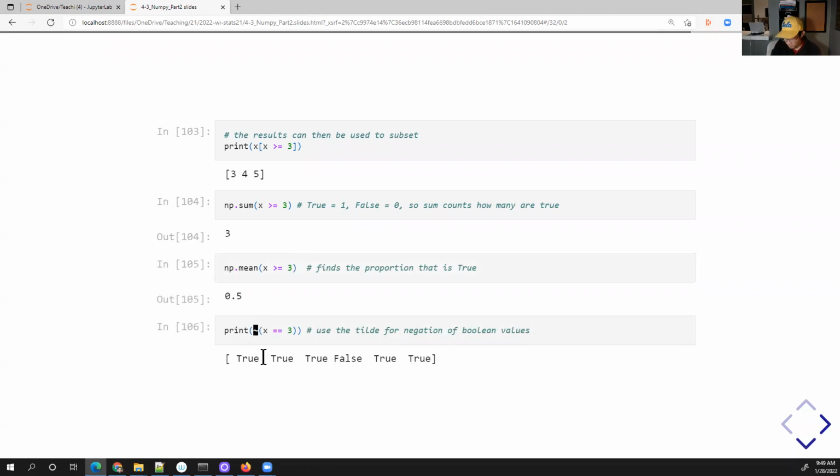This operator, the tilde, is the negative, the opposite. So if it's true, it becomes false, and false becomes true. This is the negation operator for Boolean values. It feels strange. We're often accustomed to using the not exclamation point or something like that, but it's the tilde in Python here. Okay, so which values are not equal to 3, and that's what we get.